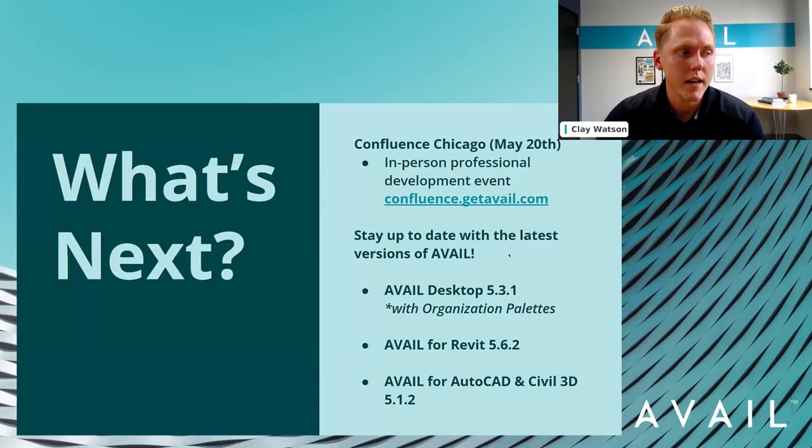Also, as a general reminder, stay up to date. Everything that we talked about today and more, we touched on organization palettes. That is available in the latest release. So if you're trying to implement some of these tools, make sure that you're up to date on the desktop, Avail for Revit, and the AutoCAD and Civil 3D add-in. They've all been updated fairly recently. And we've got content submission and a lot of exciting updates to Harvest coming very soon. We'll be sending communication out to let you know once that preview is available.